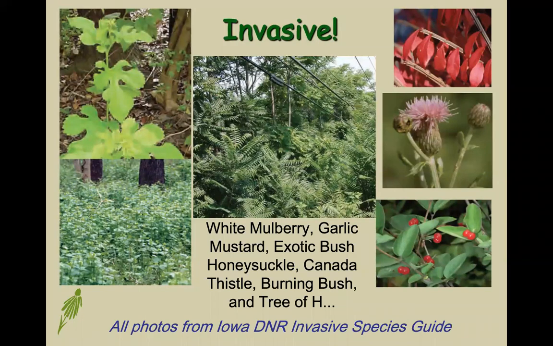So here are a couple of invasive species. White mulberry up in the top left, garlic mustard underneath it, burning bush, Canada thistle, honeysuckle, and in the center is that Tree of Heaven. Common name is Tree of Heaven. I have other thoughts about it if you haven't been able to tell. That photo could have been taken in my alley, but it was not. It is from the Iowa DNR Invasive Species Guide. But seriously, come visit me sometime and you'll see why I have thoughts about that species.